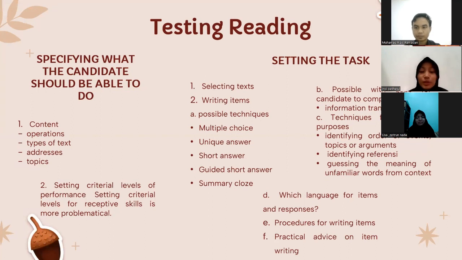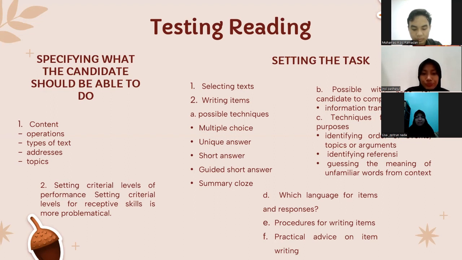One of the micro skills listed above was the ability to identify reference. An example of an item to test this based on the original passage about smoking, like that. And the last point of techniques for particular purposes is guessing the meaning of unfamiliar words from context. This is another of the micro skills mentioned above.